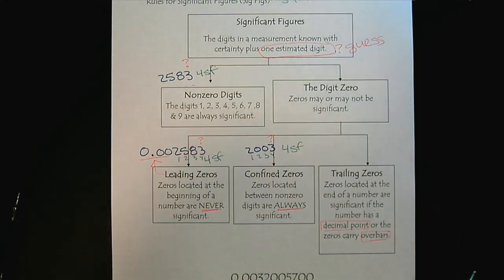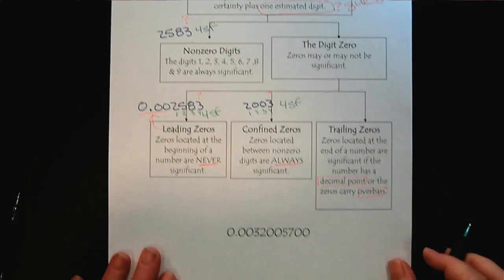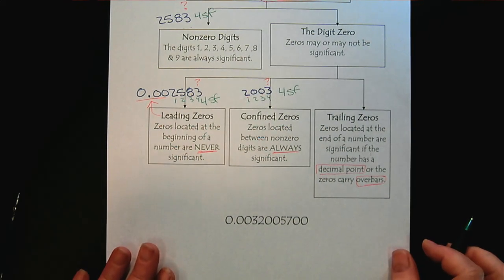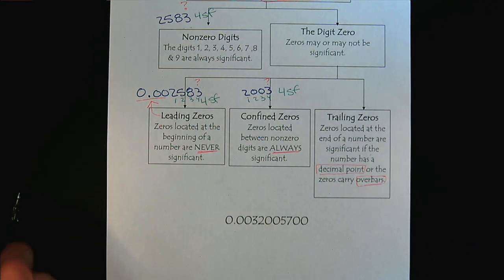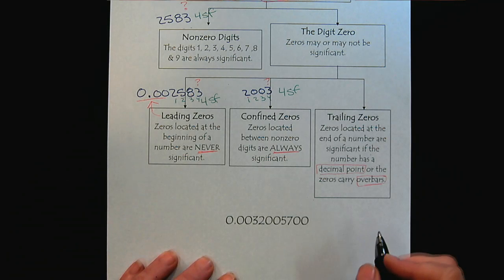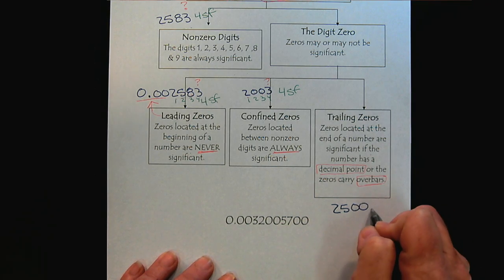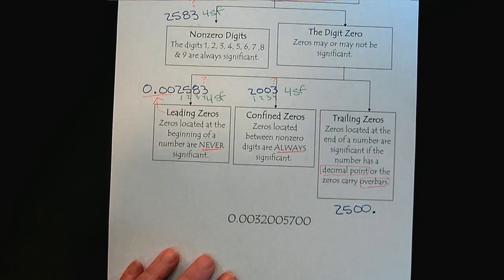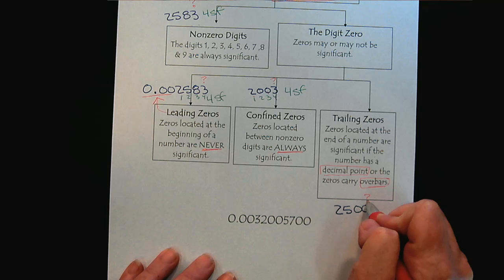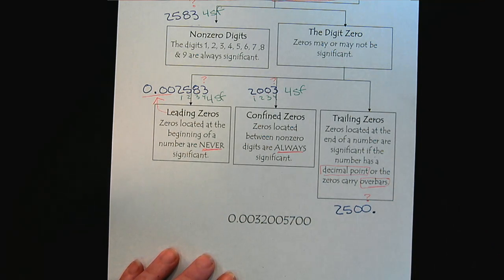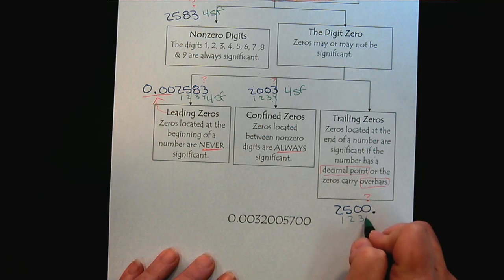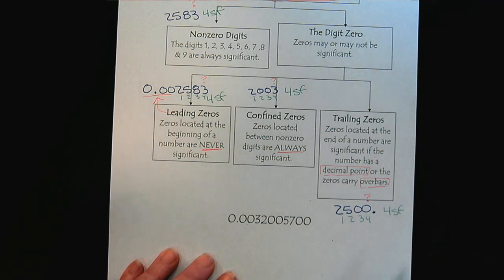Alrighty, now comes the last option for zeros, and that's the trailing zeros. This is where the decimal point is critical. If we have 2,500 and we put a decimal point, then what we're telling everybody is we know the 2, the 5, and the 0 with certainty, and we guessed this last digit, and we happened to guess it to be a 0. So according to the rules of sig figs, 1, 2, 3, 4, this number would have 4 sig figs.